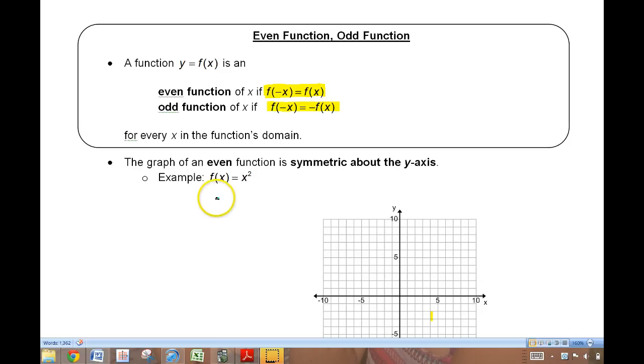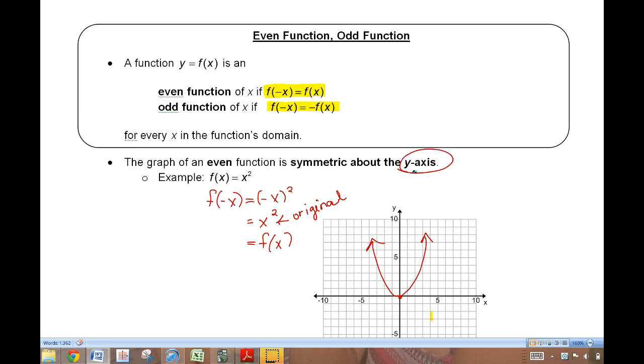Okay, example. If I were to take this function x squared, if I plug in negative x, what happens when you square a negative? It becomes positive, which means I ended up with the original function. So if I can plug in negative x and I get back what I started with, that means it's even. A quick way to check is graphing it. It's symmetric with respect to the y-axis, which means if you folded your paper along the y-axis, it should map onto itself. That's even.